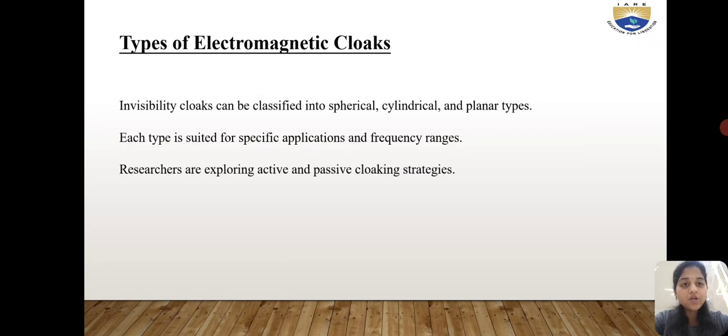Types of electromagnetic cloaks. Invisibility cloaks can be classified into spherical, cylindrical, and planar types. Each type is suited for specific applications and frequency ranges. Researchers are exploring active and passive cloaking strategies.